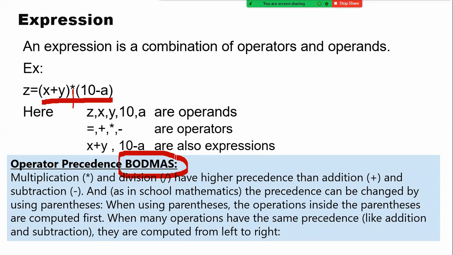Now, when I'm talking about BODMAS, remember what it says: the first letter is B, so the first preference is given to the brackets. Wherever you are using brackets, that part of the expression is evaluated first. After that, the next preference is given to division or multiplication, which are evaluated next.